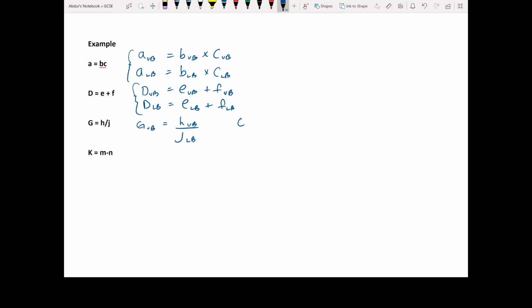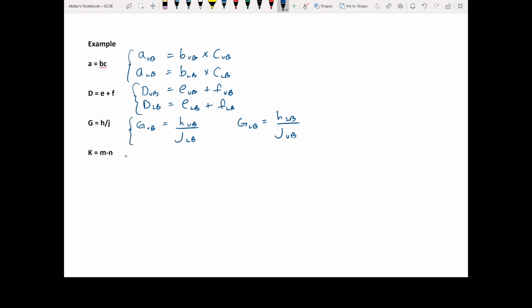And likewise, if I want to get to g lower bound, then I'd need to use a small number for the numerator, so h lower bound, divided by a large number for the denominator, j upper bound. When you divide by a larger number, the answer gets smaller. So that's with division here.